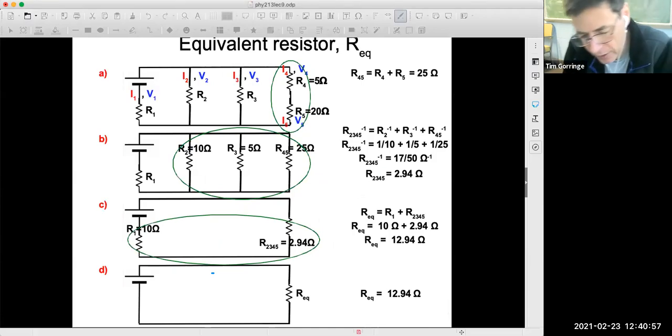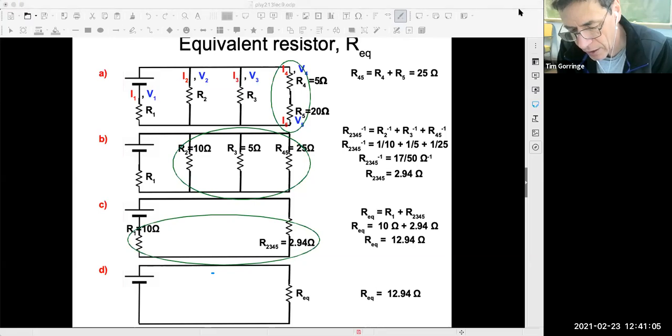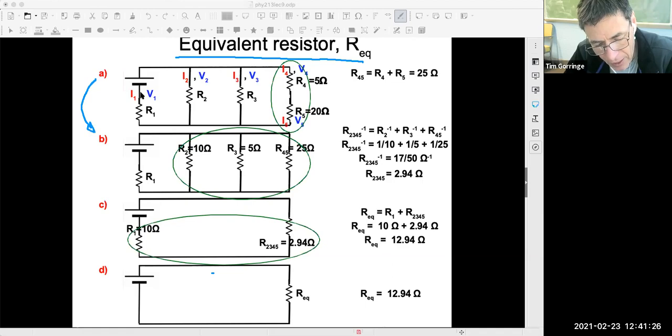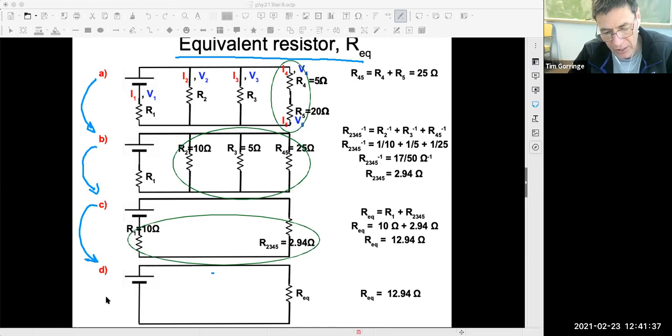Okay, so here I'm solving the equivalent resistance of the entire circuit. So the single resistor that I could replace the 5 resistors with, and for the same applied voltage, draw the same current. And we find that equivalent resistance in a series of steps. We're going to work our way from A, which is the original circuit, through B, through C to D, which is the final circuit that contains just a single equivalent resistor.